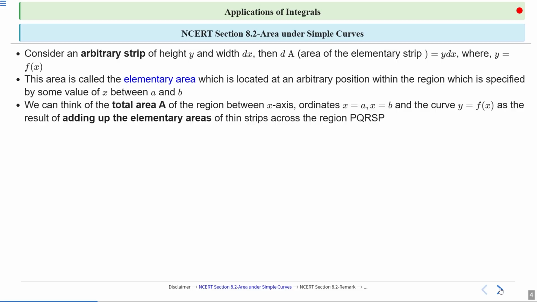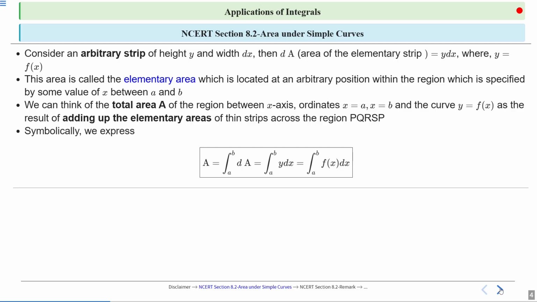We can think of total area A of the region between x-axis, ordinates x equal to a, x equal to b, and the curve y equal to f(x) as the result of adding up the elementary areas of thin strips across the region PQRSP. So we can write it as area of the region PQRSP. From the last figure, the area of region PQRSP is given by when we integrate from a to b. Here a is lower limit, the line x is equal to a, and the line x equal to b. So we integrate from a to b dA.